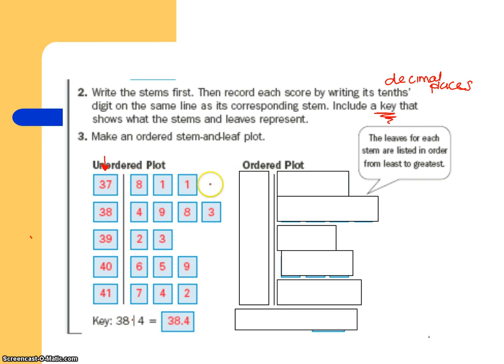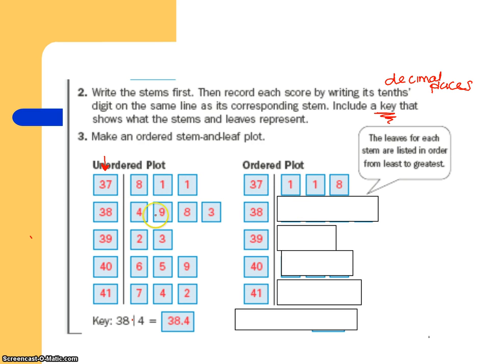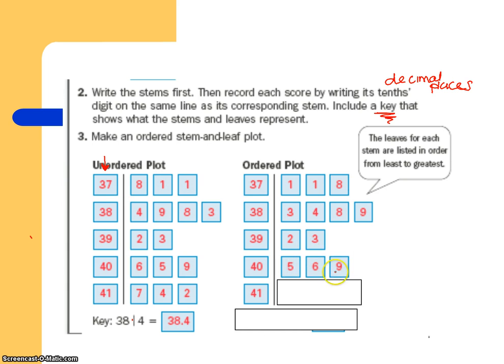You also do need to put the leaves in order, so you need to put the 1s before the 8. The ordered leaves are 1, 1, 8; 3, 4, 8, 9; 2, 3; 5, 6, 9; and 2, 4, 7. Make sure that everything is in line. If you tilt it, it kind of looks like a bar graph. There are columns that you can see, and there are rows. Sometimes it's helpful to use graph paper.